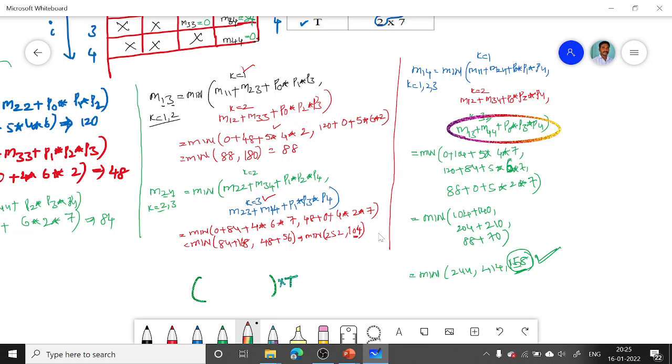Now go for the M13 label. So this is our M13. In the M13, for which k value are we getting the minimum? K equal to 1. So what is that equation? M11, M23. Clearly observe. So ignore the first matrix, nothing but the P, that is multiplied with 2, 3. Nothing but what is our 2, 3? Q and R.